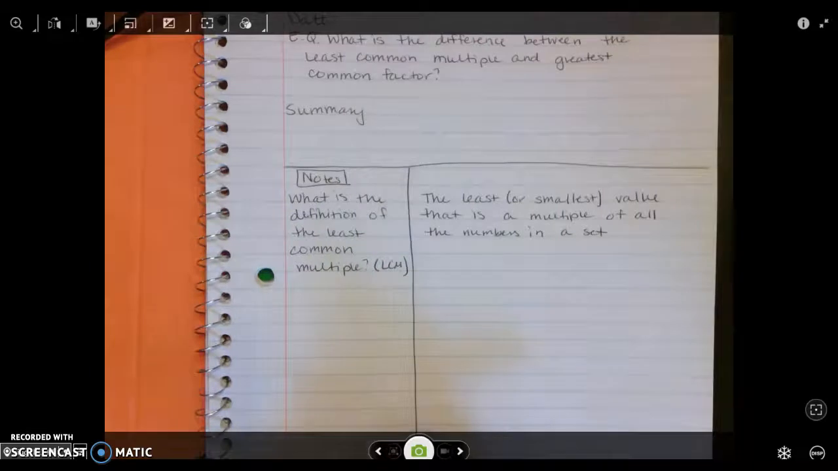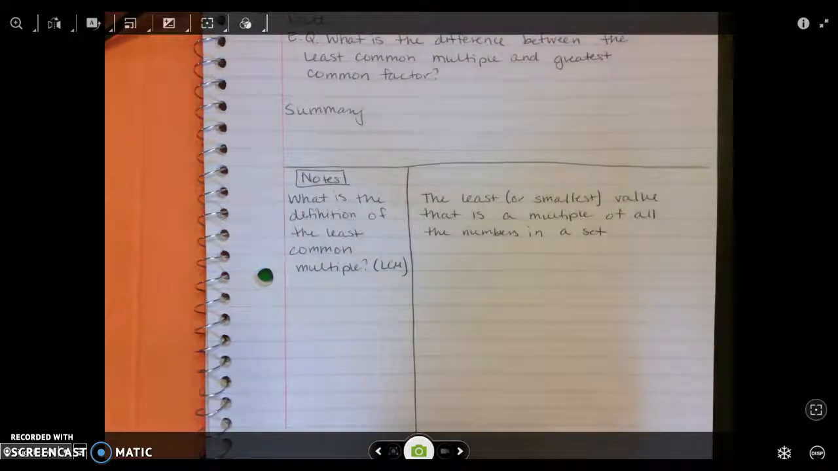So, first up, it's the least, or it's the smallest value that is a multiple of all the numbers in a set. Now, typically what we're going to see is just two numbers being compared, very similar to greatest common factor. But there are going to be cases where we're going to see possibly 3 or 4 numbers also being compared as well, or the numbers in the set, and we need to find the least common multiple of all 4 numbers in that set.